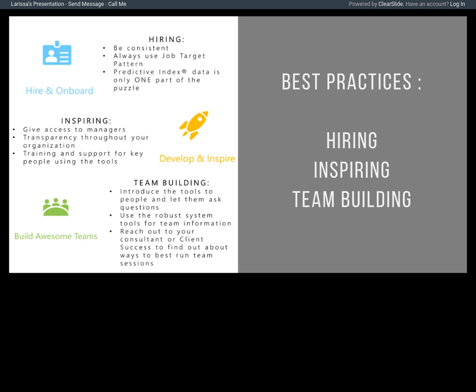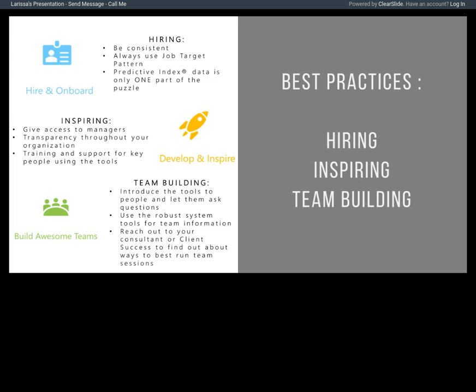So I put together a few of the best practices here for hiring, inspiring, and team building, because these are the three big areas in which Predictive Index tools are used. In hiring, the one thing, and this is for whatever tool you use, is be consistent. Whenever you choose to insert the assessments into your hiring process, make sure that every candidate gets it at the exact same point.